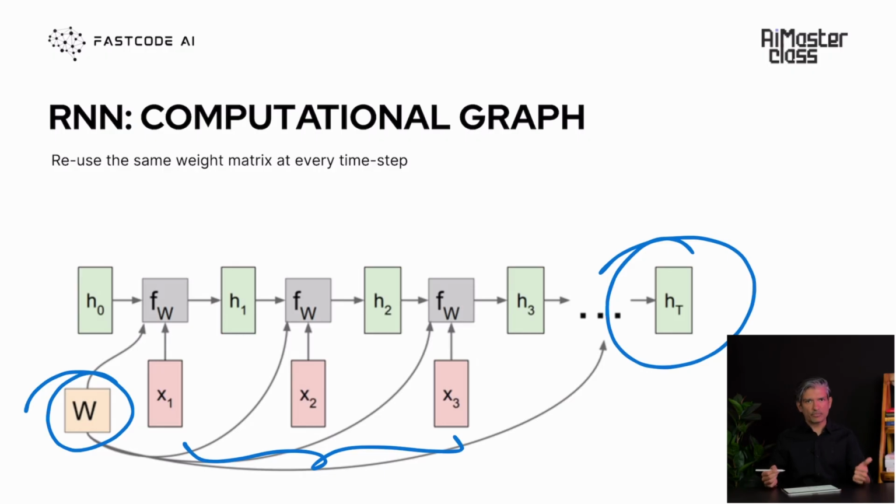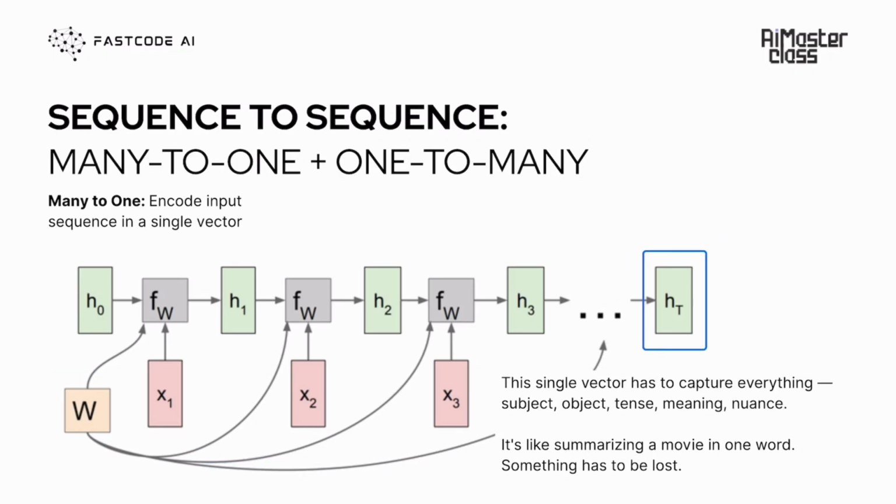So this is one of the big disadvantages. And we spoke about this when we were talking about recurrent neural networks. This vector has to capture everything, including the subject, the object, the tense, meaning, nuance, all of that. It's like summarizing one full movie in just a single word, in just this single thought vector. And something obviously has to give, something has to get lost. And this is one of those problems that we deal with in the attention mechanism.